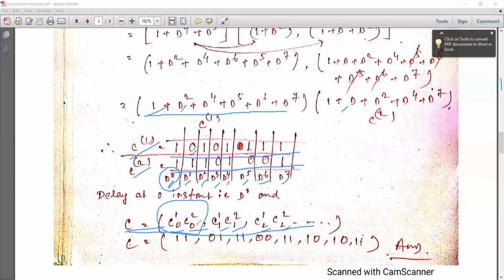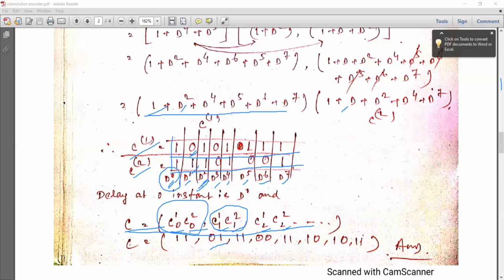Suffix 0, I have told you, is basically depicting the 0 instant, the value of the j. So at d0, that means at the 0 instant, the value of C1 and C2 will be 1 and 1. At d to the power 1, when the suffix is 1, then C1 and C2 will be 0, 1, because this is 0 and this is 1. For d2, that means for the third instant, the value will be 1, 1, because this is 1, 1.